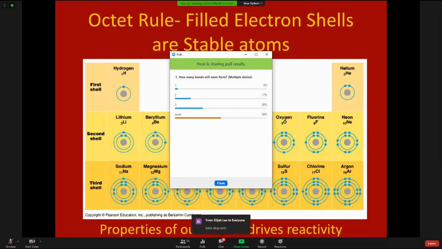Neon is stable. And if it's stable, is it going to want to form bonds? No. Lifelong bachelor, neon. Not going to want to form bonds. Make sense?